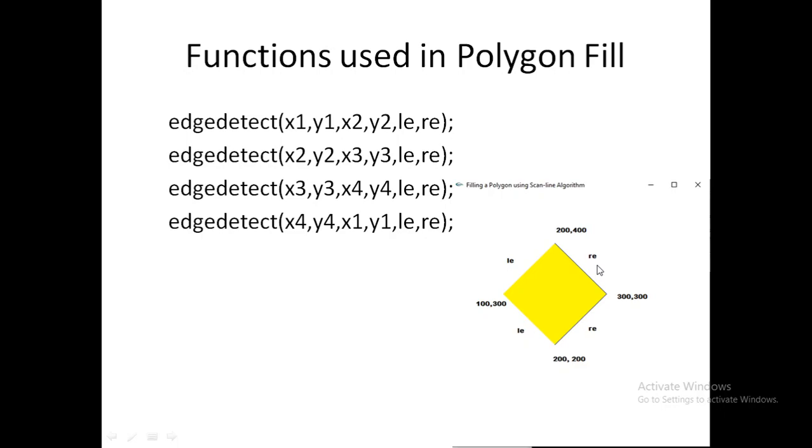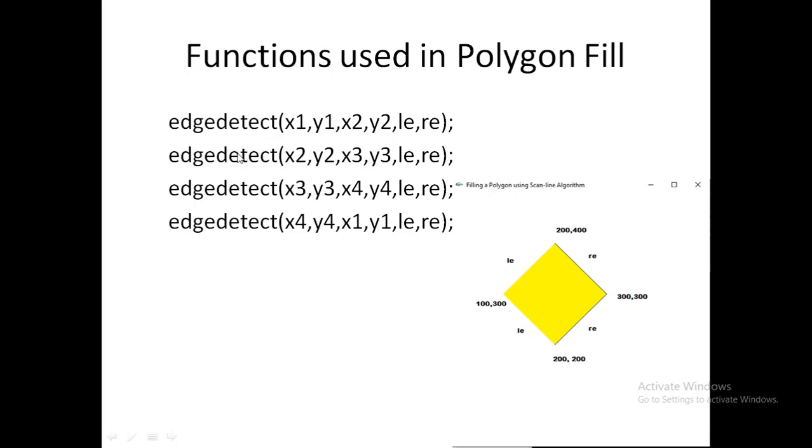At the same time, the right edges should be detected. By detecting, what are we going to do? From the left edge to the right edge, you can see 4 edges are there. From the left edges to the right edges, we will fill up this line. Only this line's coordinates will change the color. That is the logic of this program. So here 4 edges are there.